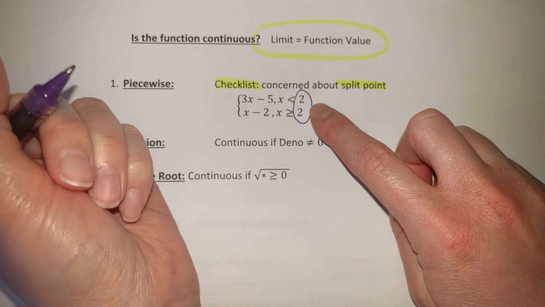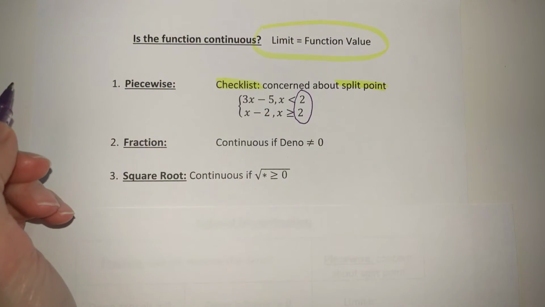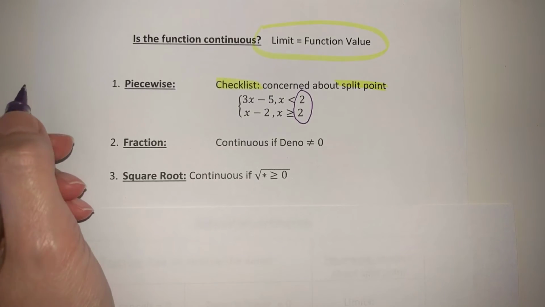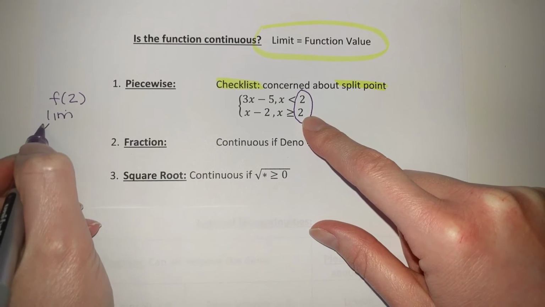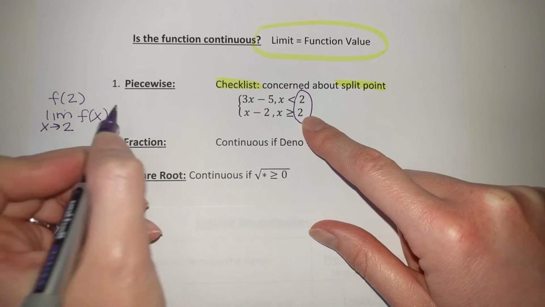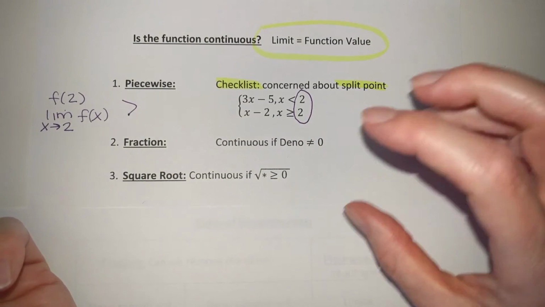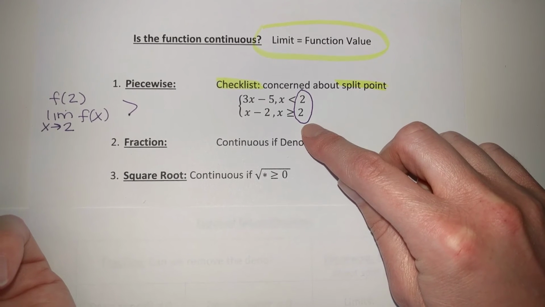So the concern usually with the piecewise function is going to be, what about this split here in the graph at 2? So when you run through the continuity checklist for piecewise functions, you wouldn't be looking at any random number. It would be, does f of 2 exist? Does the limit as x goes to 2 of f of x exist, and are these equal? So that would be the issue for the continuity checklist, is what that split point is.